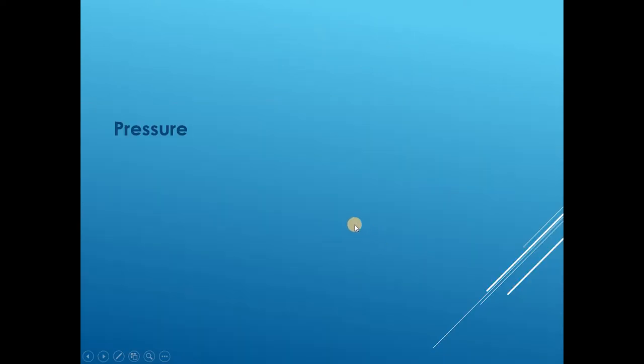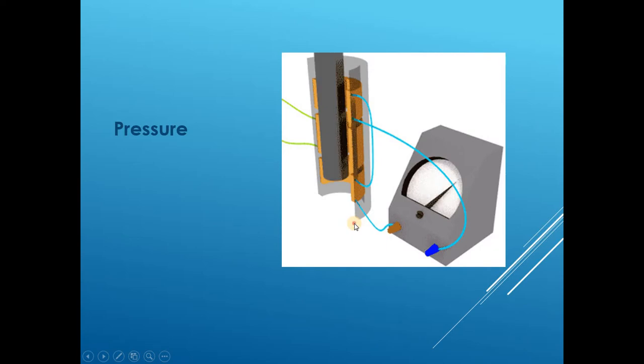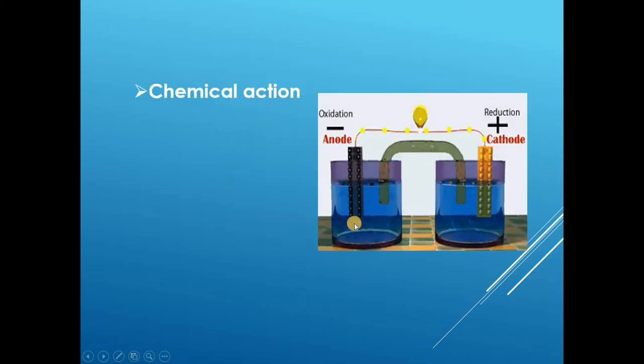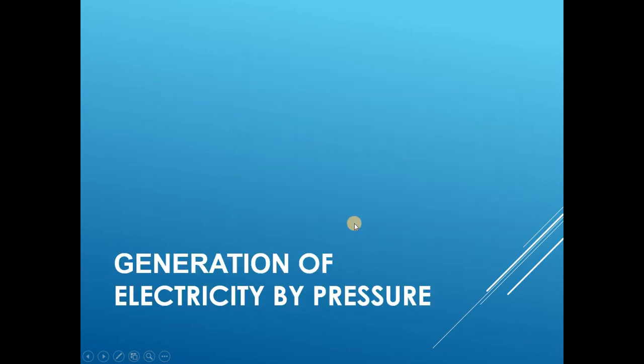First is pressure, then magnetism, heat, light, chemical action. So now I will describe generation of electricity by pressure.